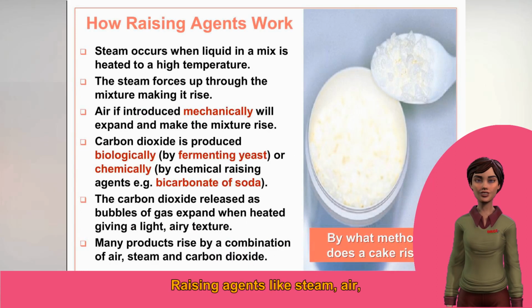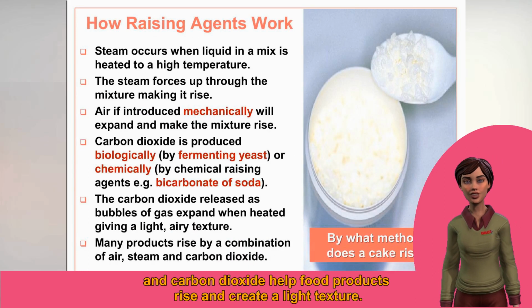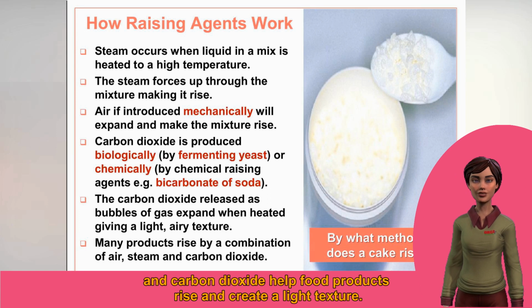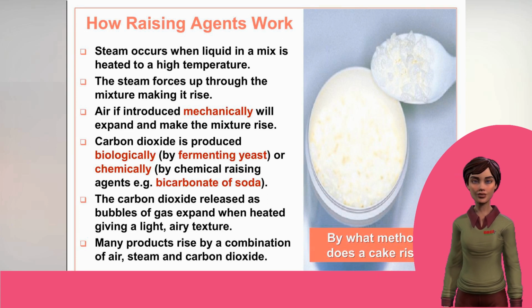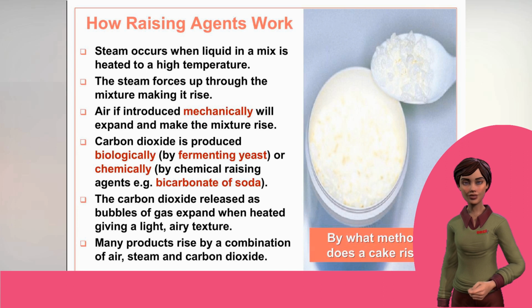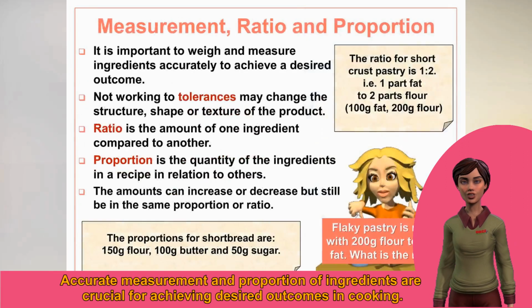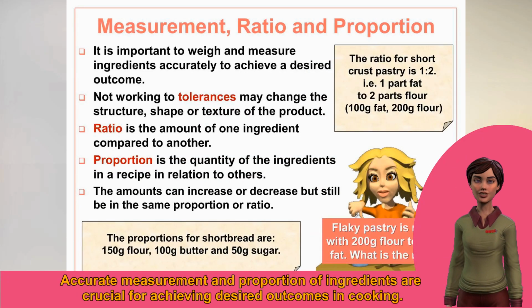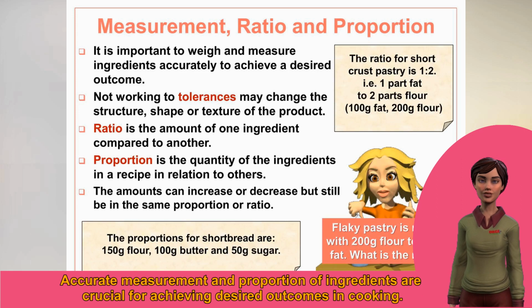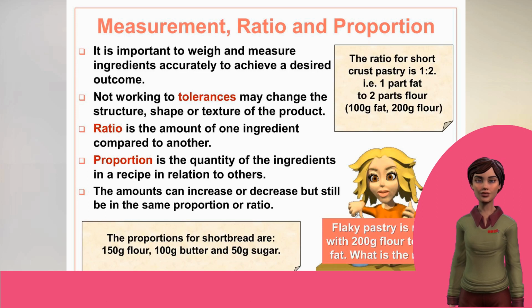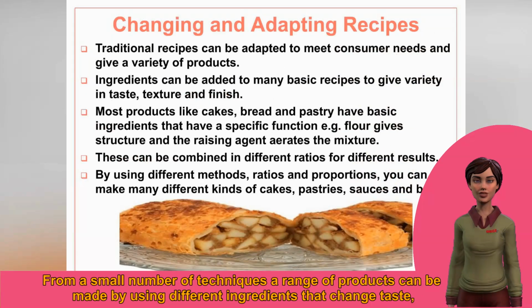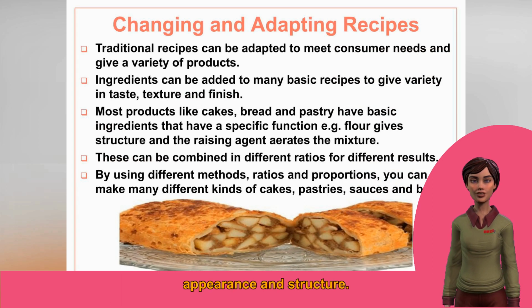Raising agents like steam, air, and carbon dioxide help food products rise and create a light texture. Accurate measurement and proportion of ingredients are crucial for achieving desired outcomes in cooking. From a small number of techniques, a range of products can be made by using different ingredients that change taste, appearance, and structure.